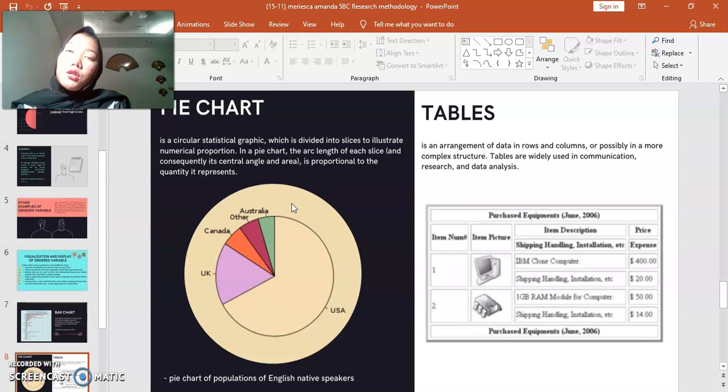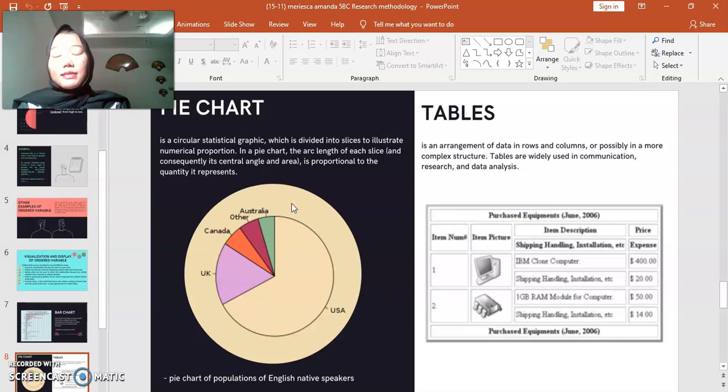A pie chart is a circular statistical graphic which is divided into slices to illustrate numerical proportions. In a pie chart, the length of each slice is proportional to the quantity it represents. Here, the pie chart that I have is the pie chart of the population of English native speakers. Pie charts actually are very widely used in the business world and the mass media.